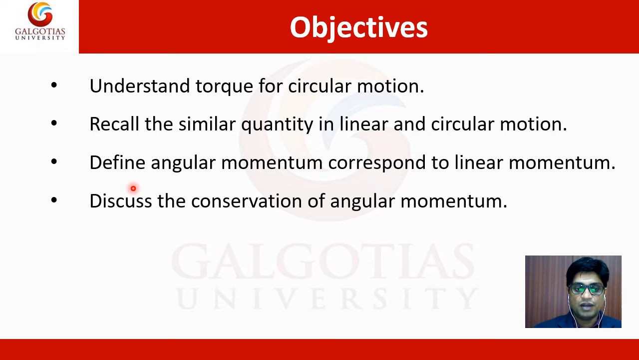We will go on to define angular momentum, corresponding to linear momentum in linear motion. So angular momentum is for circular motion and linear momentum is for linear motion. We will also discuss the conservation of angular momentum with the help of real life examples and concepts. So let's discuss these things.